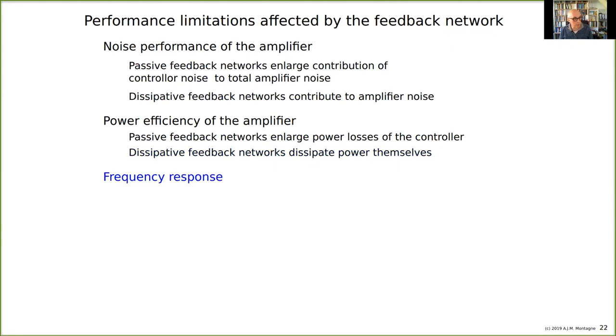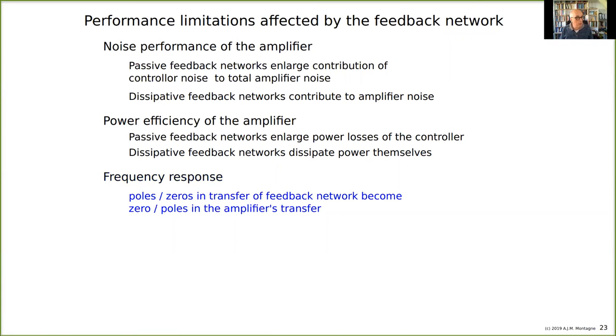The frequency response. Well, we could use, instead of resistors as feedback elements, capacitors and inductors as feedback elements, and those then determine the dynamic characteristic of the amplifier. Basically, since the transfer from source to load of an ideal feedback amplifier is the reciprocal transfer of its feedback network, the poles and zeros in the feedback network become zeros and poles in the amplifier's transfer. That is basically what will be happening.